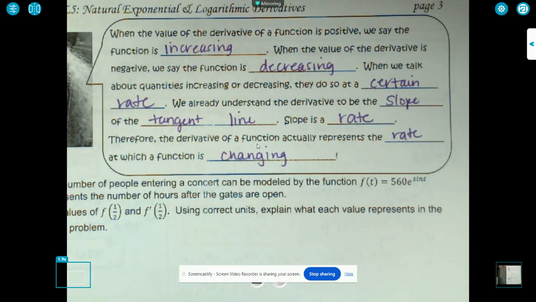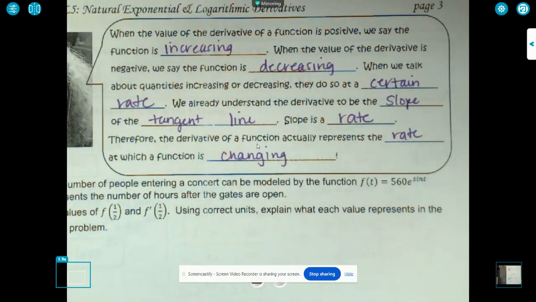So the number of people entering a concert can be modeled by the function f of t equals 560 e to the sine t, where t represents the number of hours after the gates are open. Find the values of f of 1/2 and f prime of 1/2. Using correct units, explain what each value represents in the context of this problem. What is t representing? The hours after the gates open, correct?